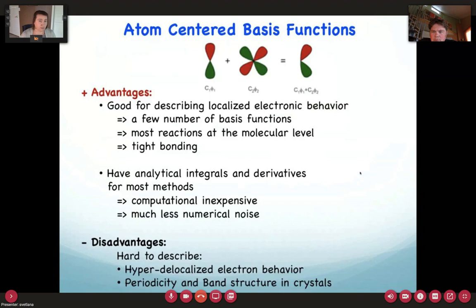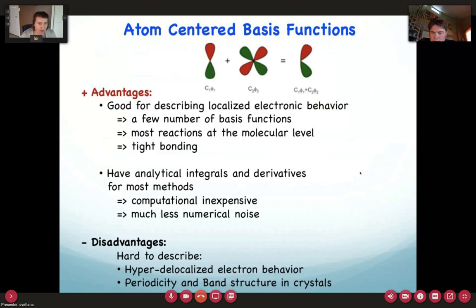This creates a pretty good basis for accurate predictions of the reactions for most molecules. It also characterizes the type of bonding very easily. Strongly bound systems, like strong chemical bonds, can be described really very accurately with this basis.